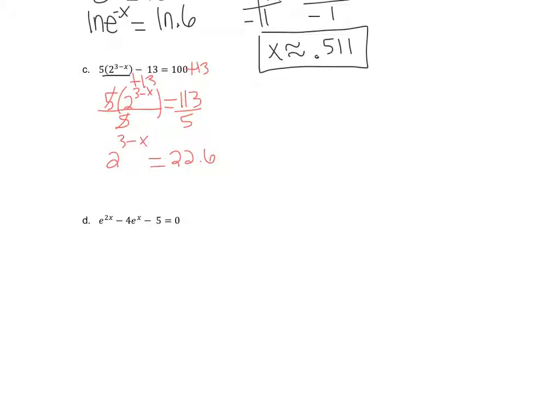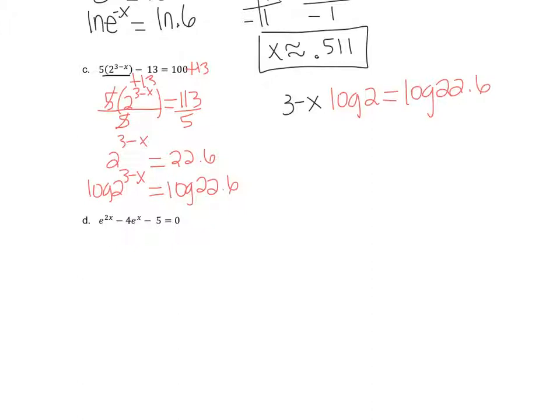So now I'm to the point where I'm going to actually take the log of both sides. So log of 2 to the 3 minus x equals log of 22.6. And same thing, once I have taken the log of both sides, you drop the exponent down in front. So I'm going to have 3 minus x times the log of 2 equals the log of 22.6. I'm probably going to put parentheses around that.